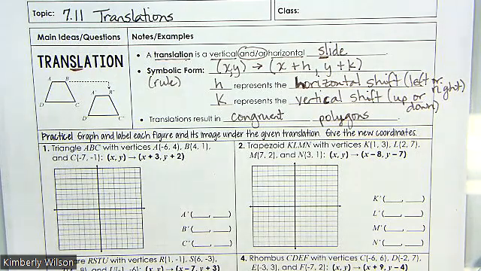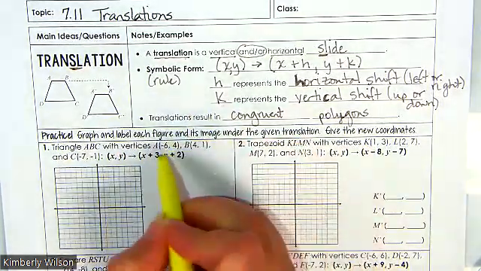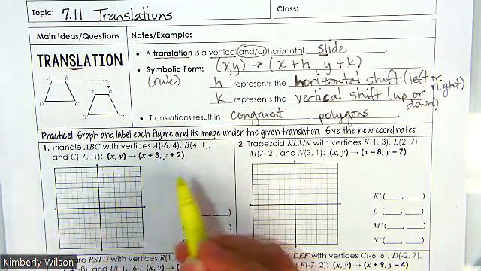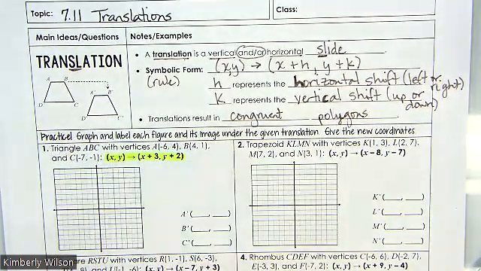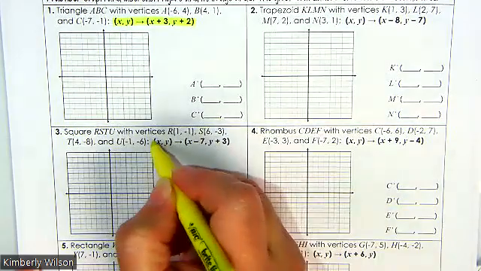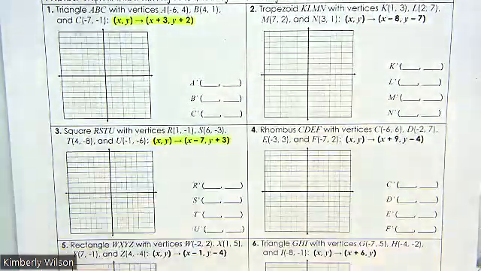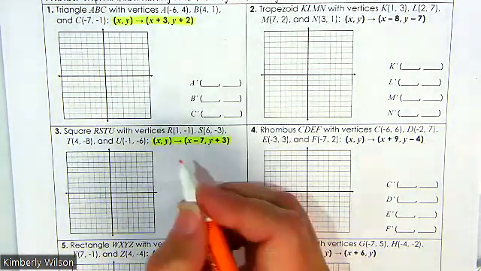Okay, so for this one, first there's triangle ABC. Notice we don't have a triangle drawn, so that means we have to plot the points, and then do a translation based on this rule right here, where it's x plus 3, y plus 2. That's not what I want to do. We're going to jump down to number 3, because it's got the minus, so you're seeing a little bit of a different shift. Okay, so let's plot the points first.